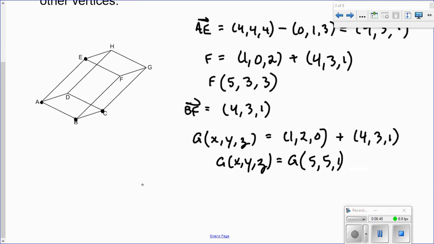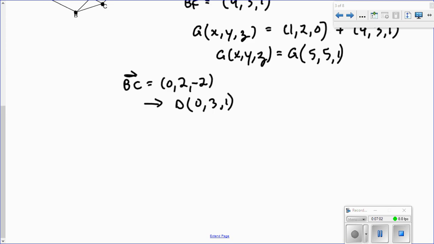The other ones I got, I'll let you guys work through this. BC, 0, 2, and -2, and BC allowed me to find point D of 0, 3, and 1. I have that in my notes. I hope those are what you're going to get here.